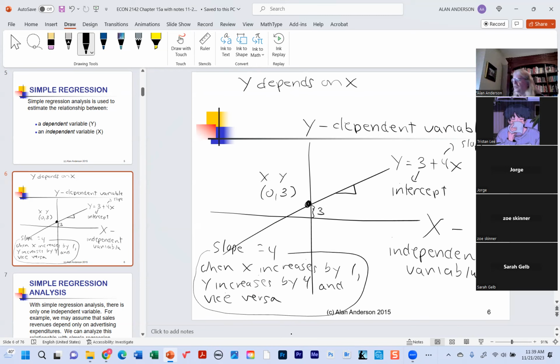And this is what it means to have a slope of 4. All right, so once again, the slope of 4 means that any 1 unit increase or decrease in x leads to a 4 unit increase or decrease in y. And then the intercept simply tells me where the line cuts through the vertical axis. Or you can also think of this as the idea that y equals 3 when x equals 0.